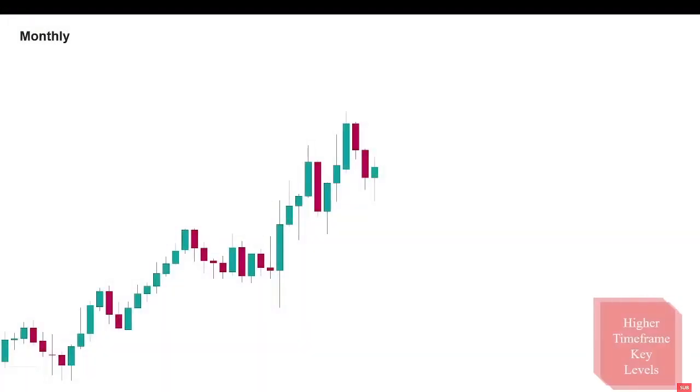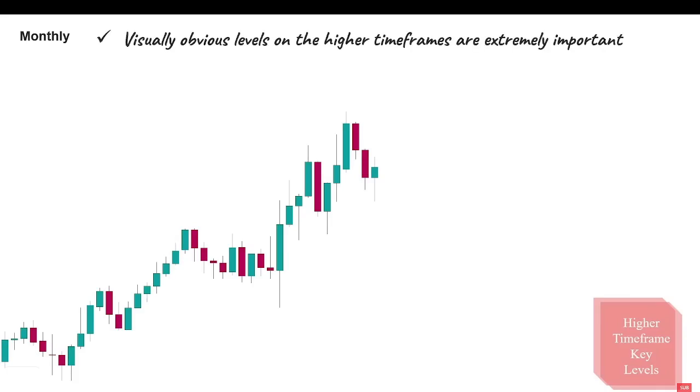Many of the key levels you find on the lower time frames are invisible when you are using daily, weekly, or monthly time frames. But the visually obvious levels on the higher time frames are extremely important. Higher time frame key levels are very high quality, meaning that price often reacts to them, and a small reaction could be a major reversal in lower time frames.